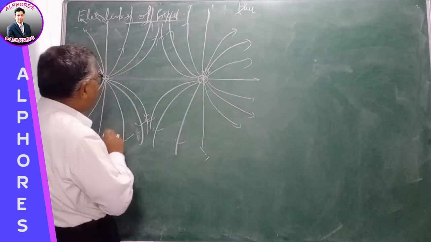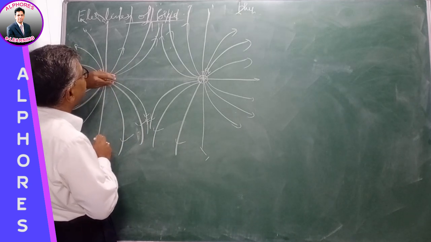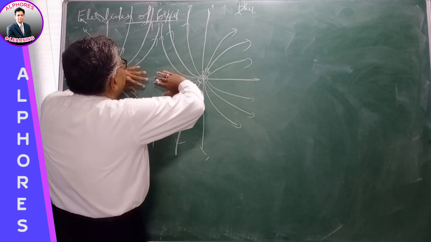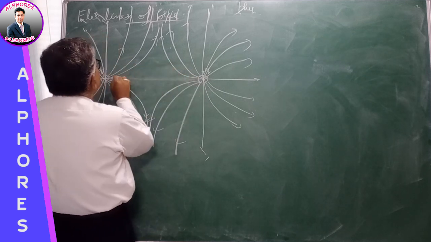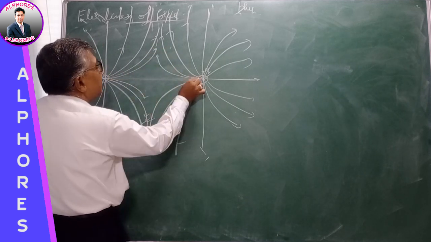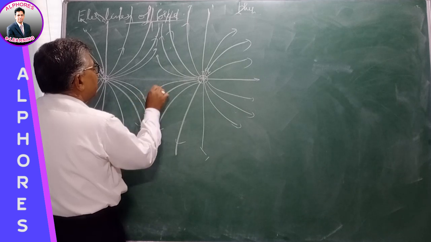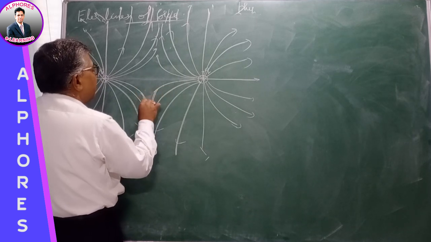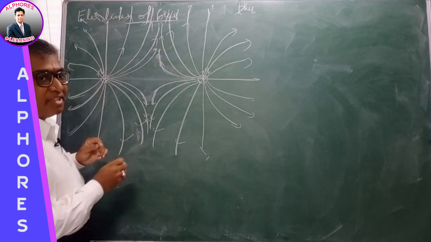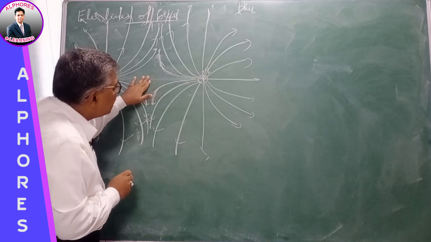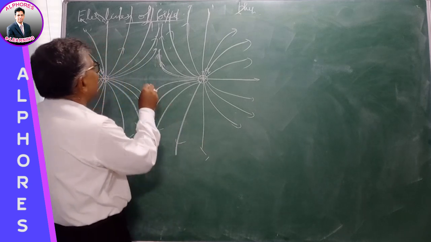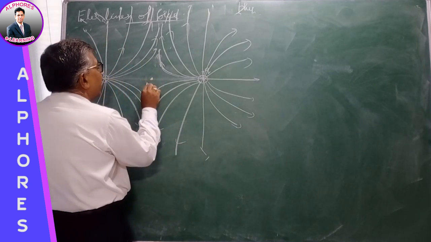Actually what happens is the lines of force coming from this positive charge and the lines of force coming from this positive charge interact. But since they are of the same nature, they diverge away. They move away from one another, repelling one another like this, and move to infinity, producing a space between them with no lines of force. And this point is called the null point.